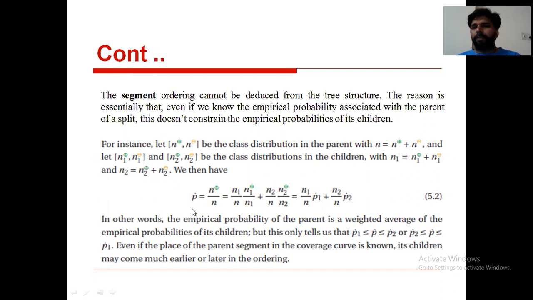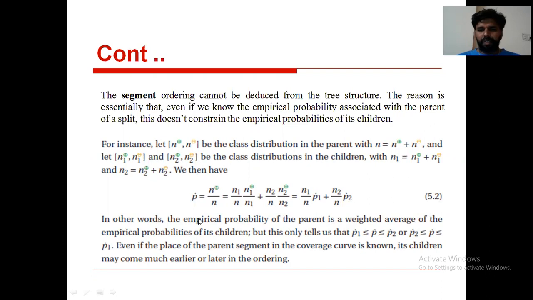Here, empirical probability P is equal to n positives by n. Here, n positives means n1 by n into n1 positives by n1, plus n2 by n into n2 positives by n2. It is equal to n1 by n into P1 plus n2 by n into P2. This is the equation we need to use to calculate the empirical probability.